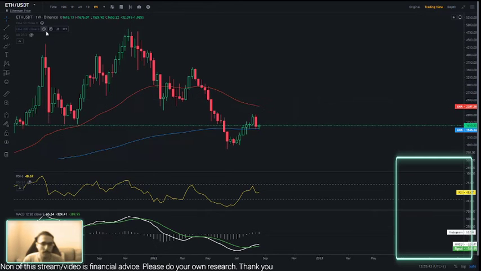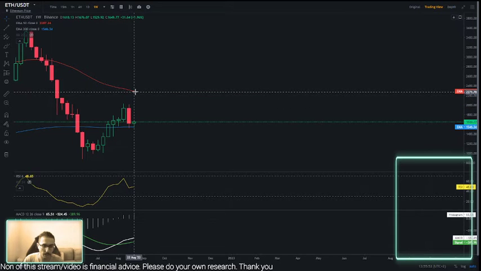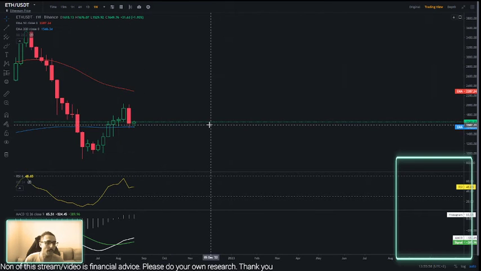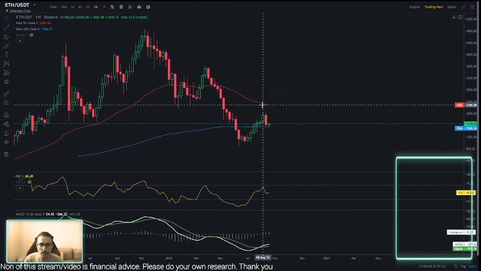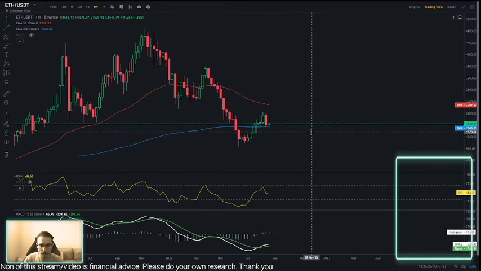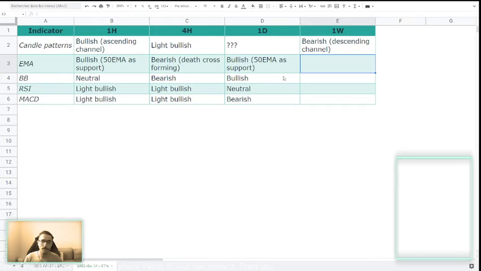Now, EMAs. We are using the 200-day exponential moving average as a support to go and get the 50-day exponential moving average. So this is pretty bullish. On the other end, if watched carefully, we see it might lead to a death cross coming up. So let's go for bullish, but light bullish. 200 EMA support.